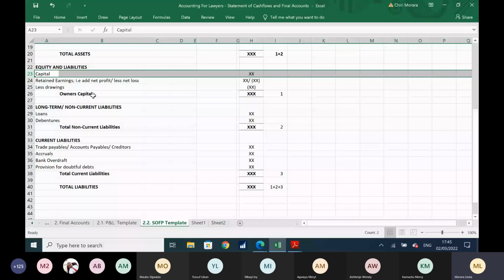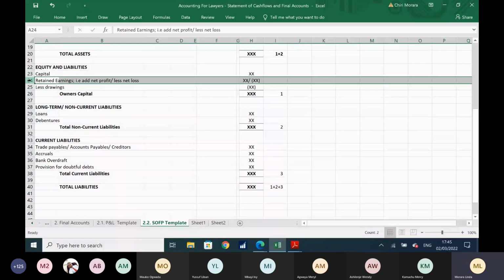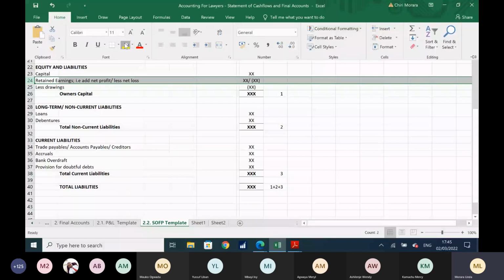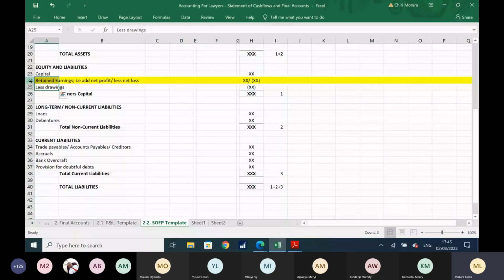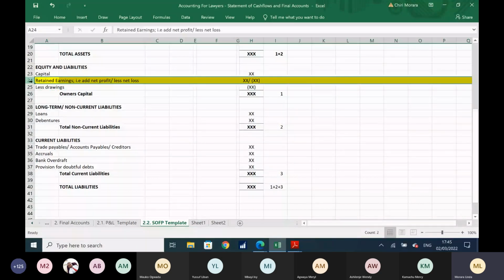Retained earnings, perhaps I should have, okay. So retained earnings are, allow me to just highlight this because I think that I should have started with the income statement. Allow me to highlight that. I'll be back. But then also drawings.